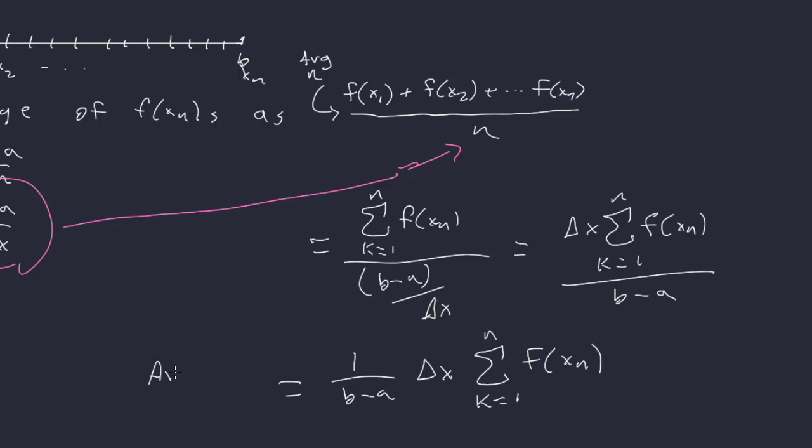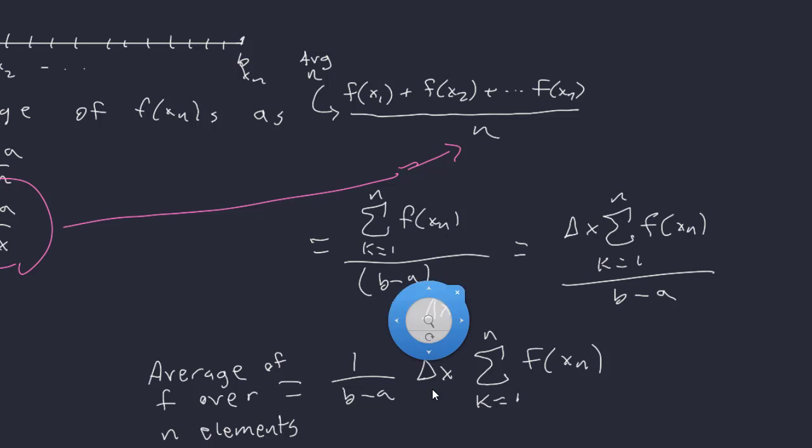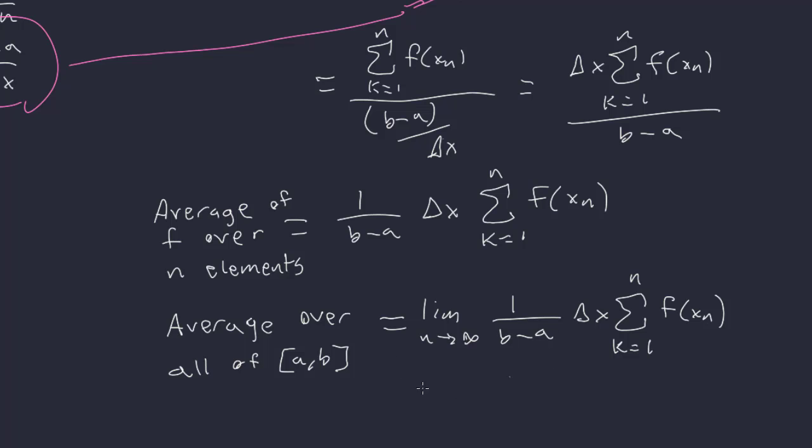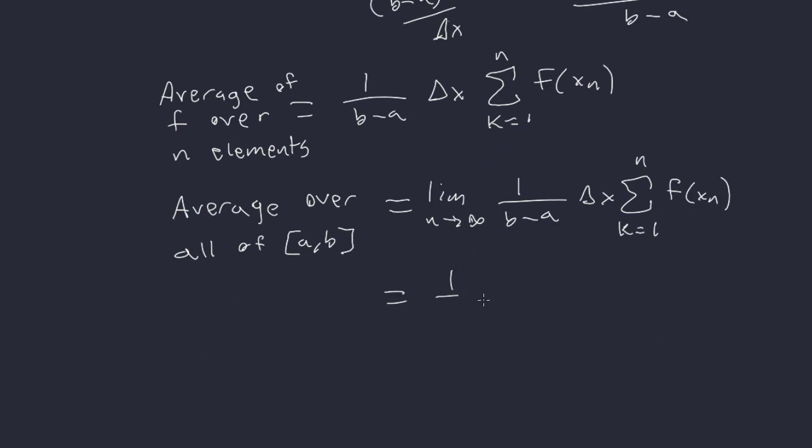Now, this is the average over n elements. If we want the average over the entire interval, over every single point in a to b, we would essentially take the limit as n goes to infinity. We would take an infinite number of values, all the values between a and b. As we discussed before, this 1 over (b minus a) is not being affected. This is the integral when we take that limit, so this is going to be 1 over (b minus a) times the integral from a to b of f of x dx.